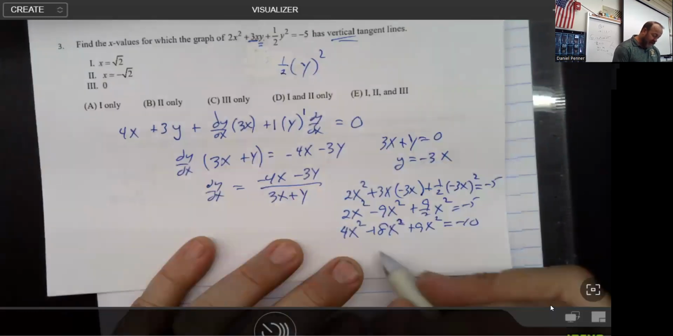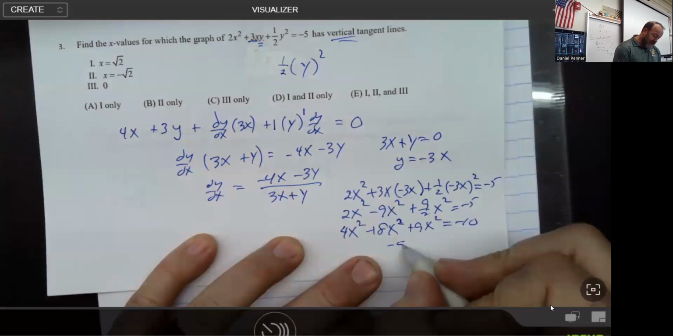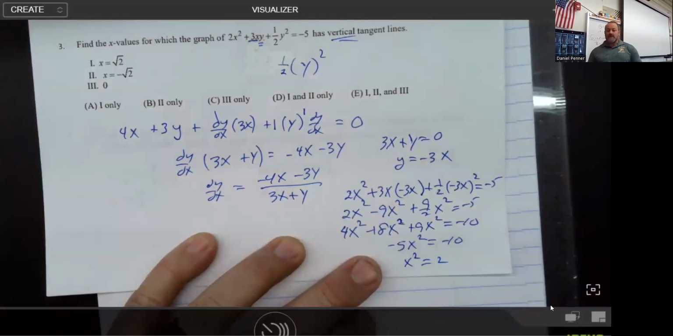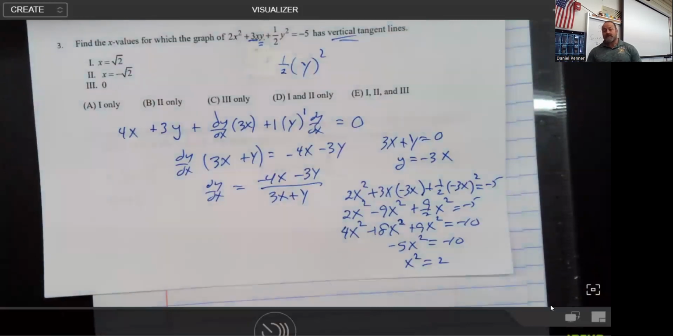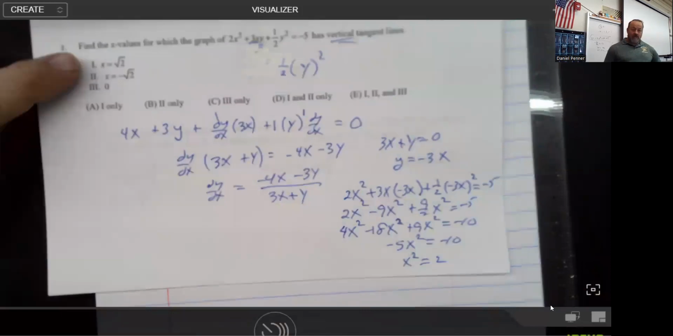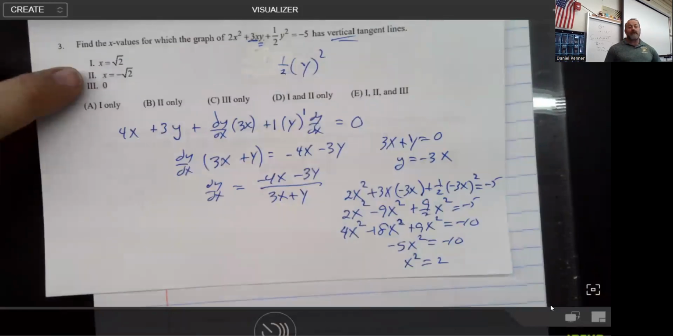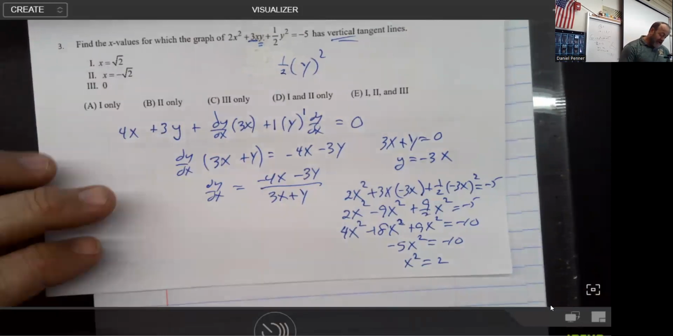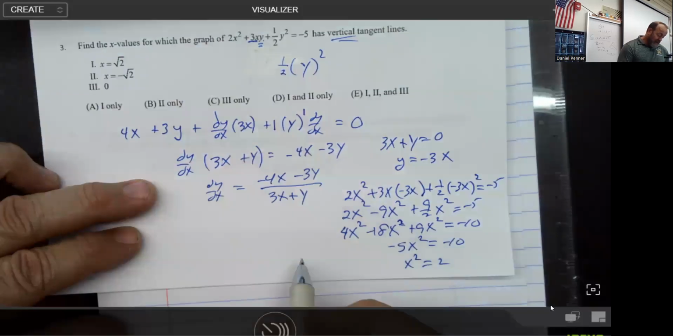So when I put this all together, I just doubled everything because I thought that made it look easier. And I got that -5x squared equals -10. And that means that the two places where that would be equal to 0 would be at plus and minus root 2. So it looks like 1 is true, 2 is true, but it looks like 3 is not true. X equals 0 is not a particularly significant value. So we're looking at 1 and 3 only.